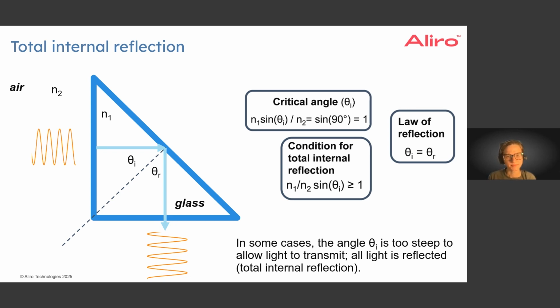So this happens when we take Snell's law and set theta T equal to 90 degrees or greater. This would mean that sine of 90 degrees would be 1 or greater. So the condition for when total internal reflection will happen is n1 divided by n2 times sine of theta I greater than or equal to 1. In this case, we can just say the light isn't going to transmit at all, so all of the light will just reflect.